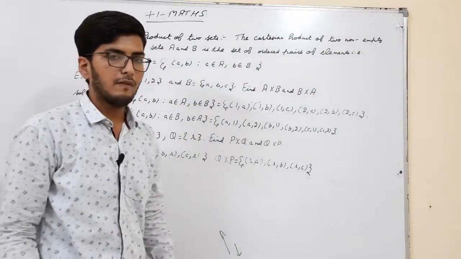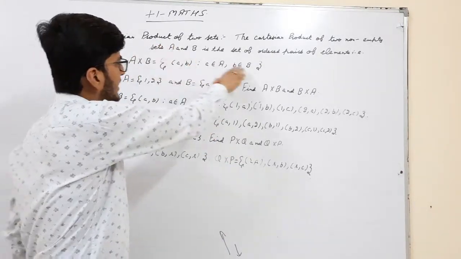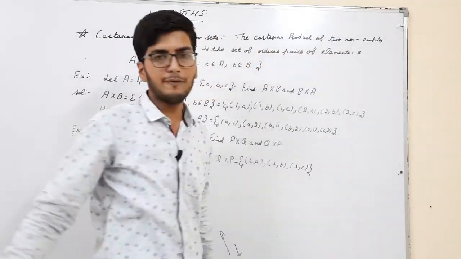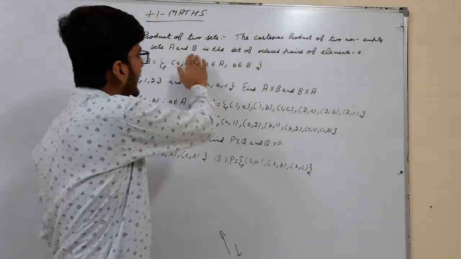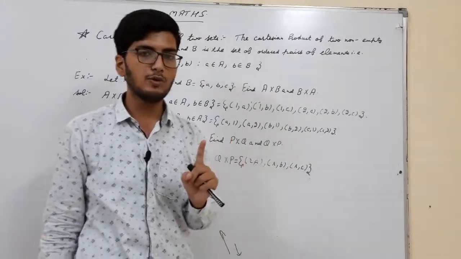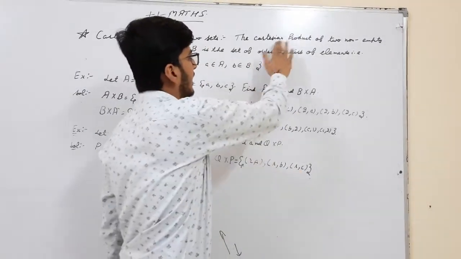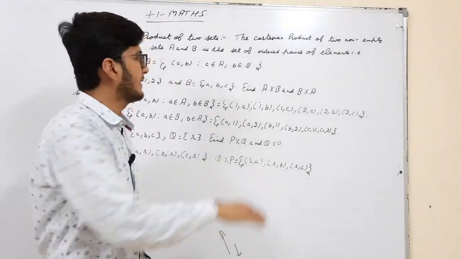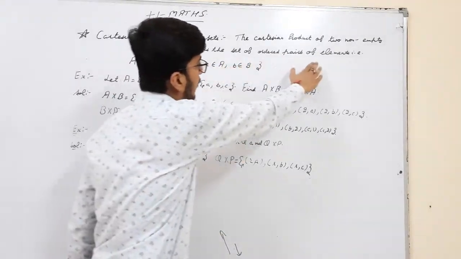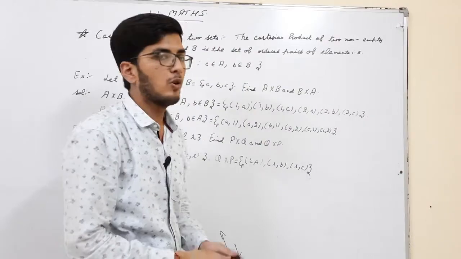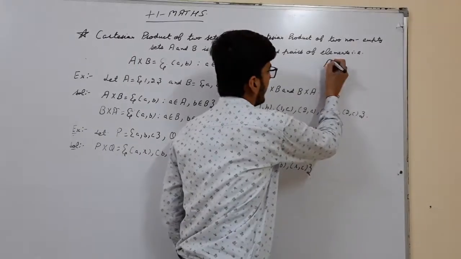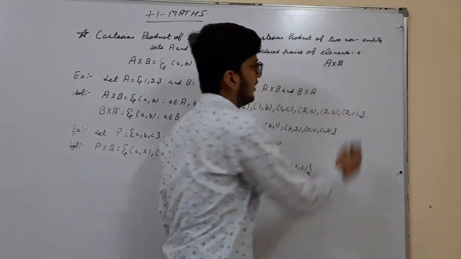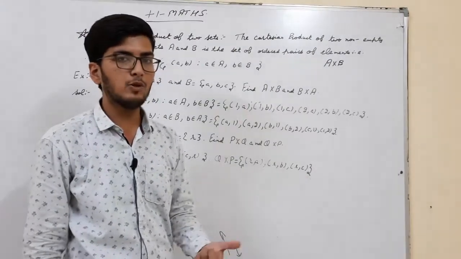of two sets. First of all, what is the Cartesian product of two sets? The Cartesian product of two non-empty sets A and B. They both need to be non-empty, right? The Cartesian product of two non-empty sets A and B is the set of ordered pairs of elements. So A cross B will be the set of ordered pairs of elements.